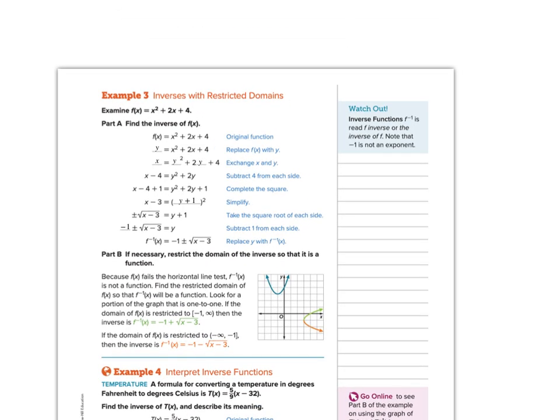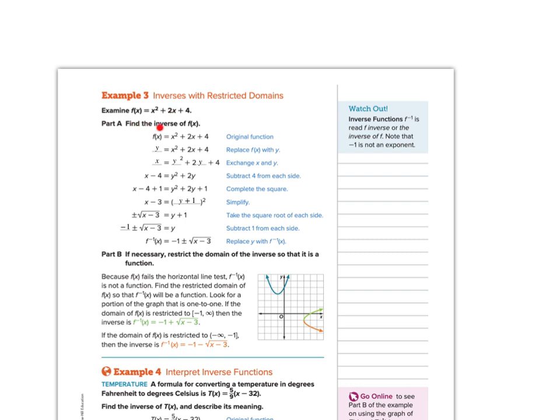Now, inverse with restricted domains. Well, let's see. Watch out, the inverse function is read as f inverse, or the inverse of f. I guess I've been saying it wrong, huh? Note that the negative 1 is not an exponent. That was understood, but it's f inverse or the inverse of f. Bam, let's fix that now. We'll start doing it right.